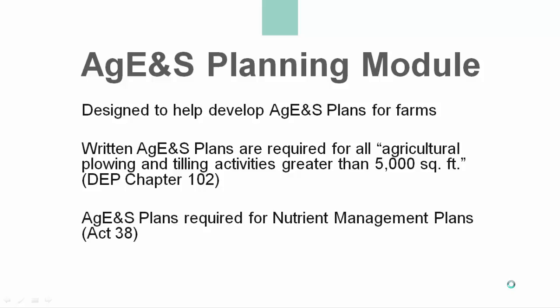The second module in PAOneStop is the AGENS Planning module. This module is designed to help farmers develop AGENS plans for their farms. Written AGENS plans are required for all agricultural plowing and tilling activities greater than 5,000 square feet. This is according to DEP Chapter 102 requirements. This also includes no-till agriculture. AGENS plans are also required for nutrient management plans according to Act 38.